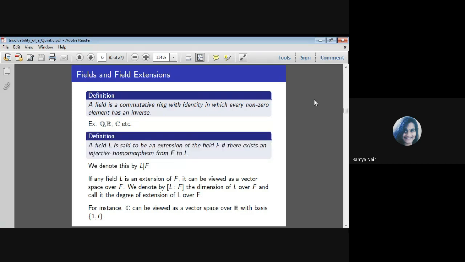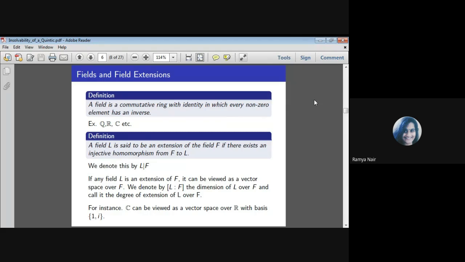Suppose you have a field F, then when is a field L said to be an extension of F? A field L is said to be an extension of F if there exists an injective homomorphism from F to L. We denote it by this symbol. It is said as L over F. What this means is L is a bigger field which contains F as a subfield.